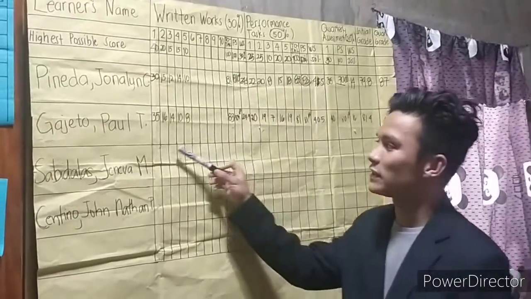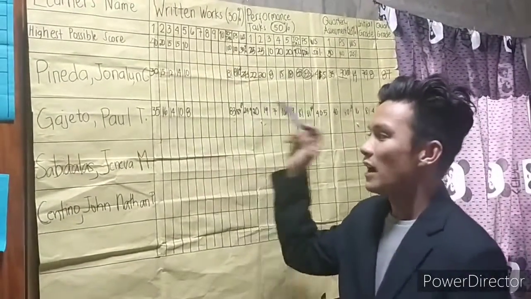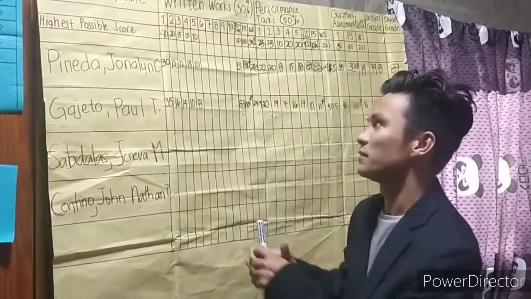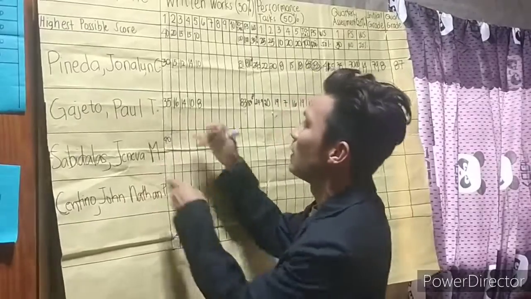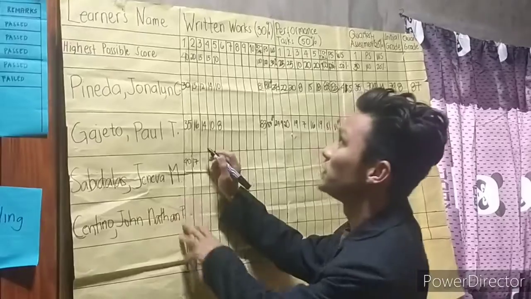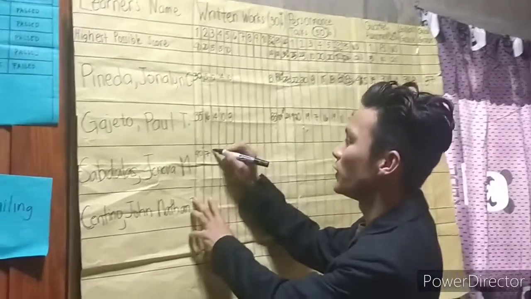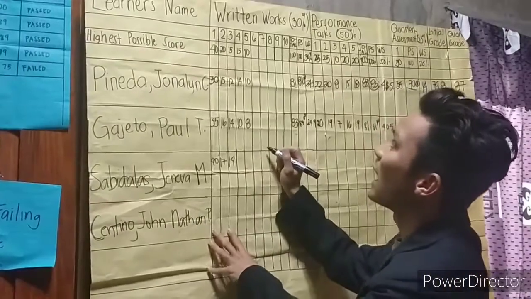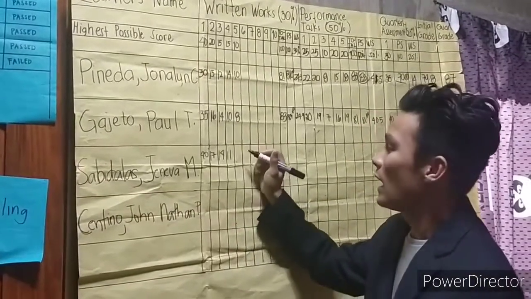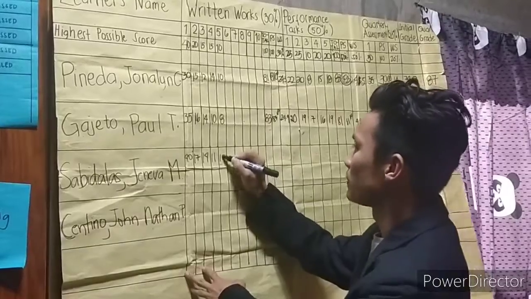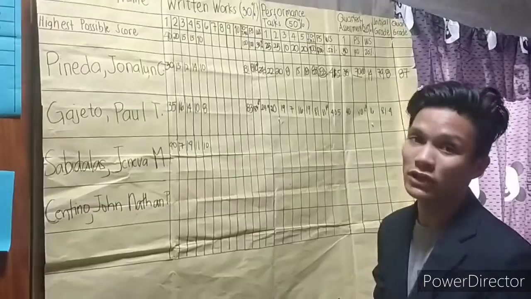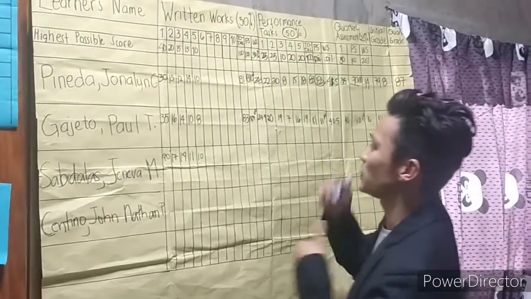For the first written work, Geneva Sabidalas got 40. For the second written work, she got 17. For the third, she got 14. For the fourth written work, she got 11. And for the fifth written work, she got 10. So the total of her written works is 92.